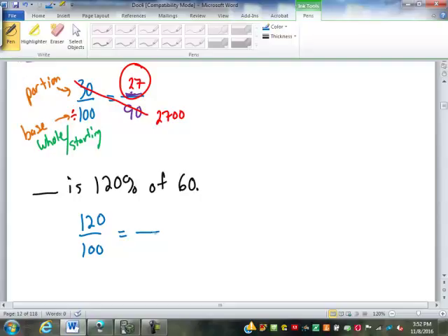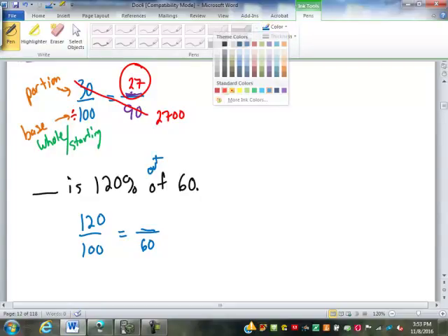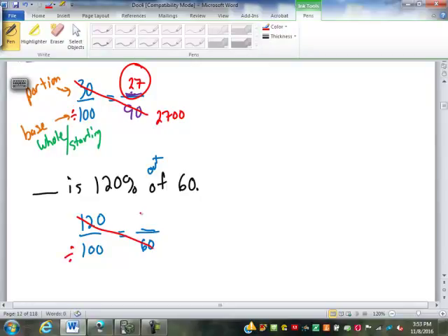On the other side, one number matches up with the 120 and one number matches up with the 100. If we look at this, blank is 120, that implies our missing number matches up with the 120. Of 60, we read that as out of 60, so the 60 goes down there. Now we cross multiply and divide. 120 times 60 divided by 100 is 72. 72 is 120% of 60.